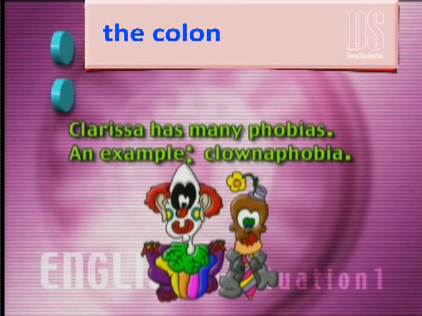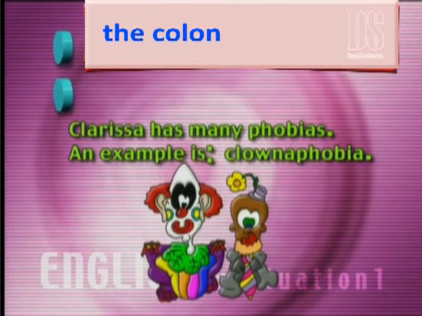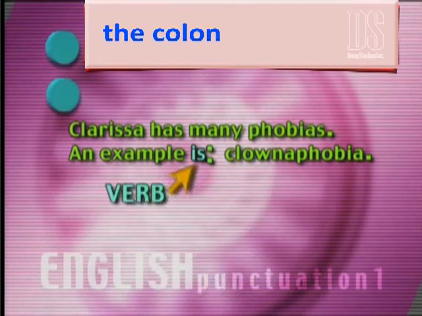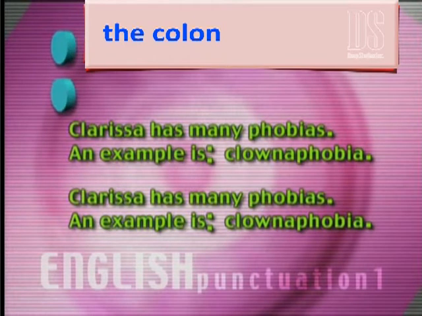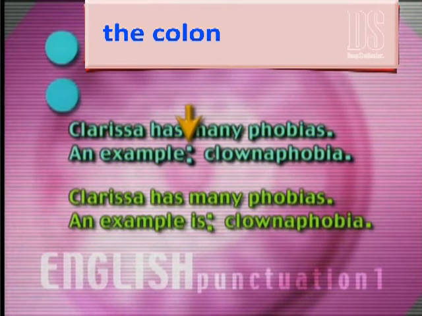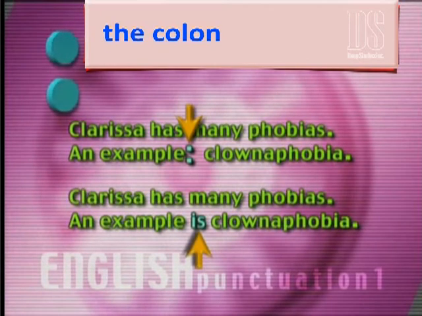In our sentence about Clarissa, we may have been tempted to write, "Clarissa has many phobias: an example is: clownophobia." Now we have a verb and a colon, which makes this construction wrong. There are two ways we could fix this problem. We could use a colon and nix the verb "is," or keep the "is" and get rid of the colon, but we can't keep the colon and the verb. When you're faced with a decision like this, look at both options and remember that simpler is usually better. While colons are great, it's not usually worth changing your whole sentence around and tossing out a verb just to accommodate a lovely colon.